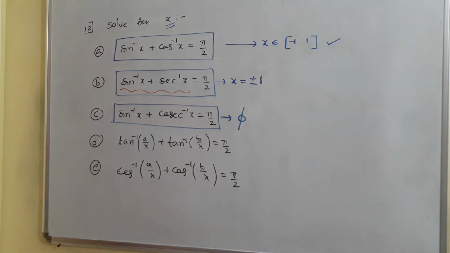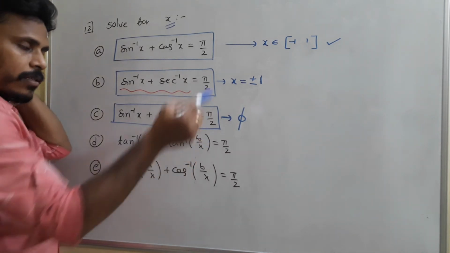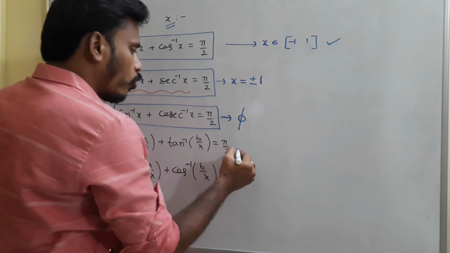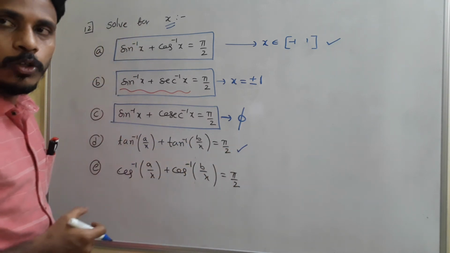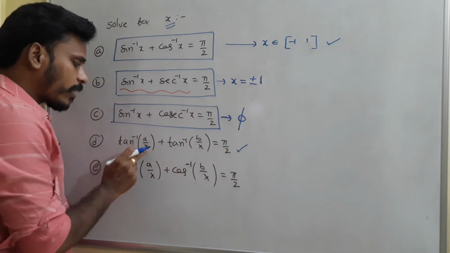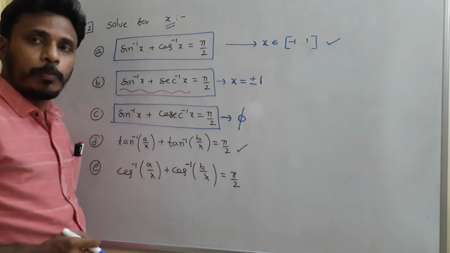Next, tan inverse a by x plus tan inverse b by x is equal to pi by 2. We need to find out the values of x. See, tan inverse a by x plus tan inverse b by x is equal to pi by 2 is given.